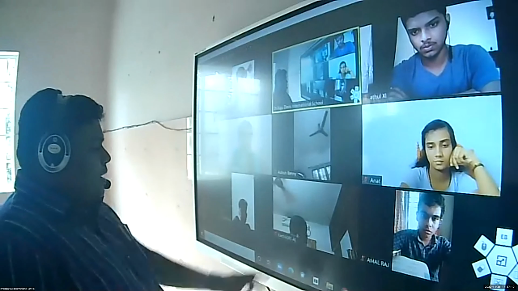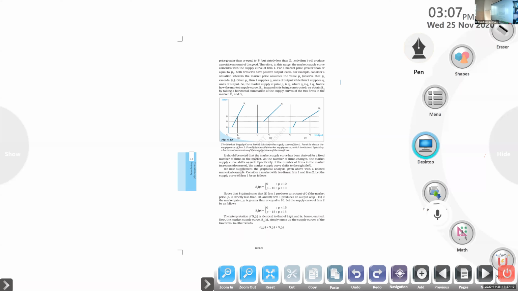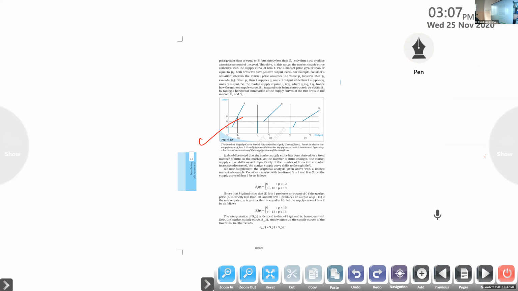Okay, come back, open your textbook, everyone. Let's start from page number 64. In the last class we discussed the market supply curve panel, related to two firms, firm A and B. We learned independently how these firms produce the product at the existing market prices.